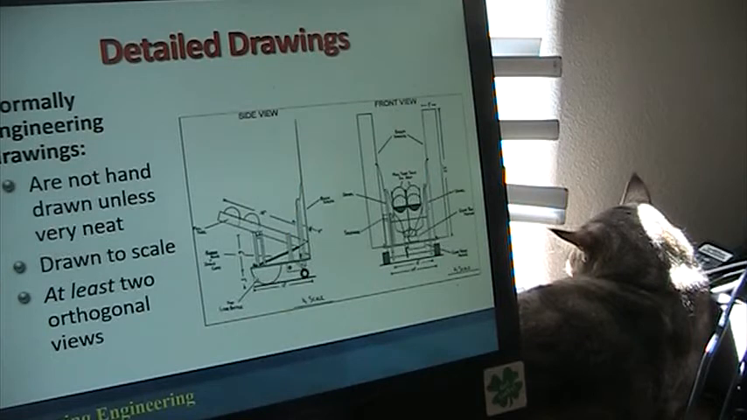You'll notice here we've got a side view and a front view. Sometimes you need all 3 views, front, side, and top view. So you want to make sure that you have enough views, though, that anyone looking at your design understands what it is and what it does, to be able to evaluate it.